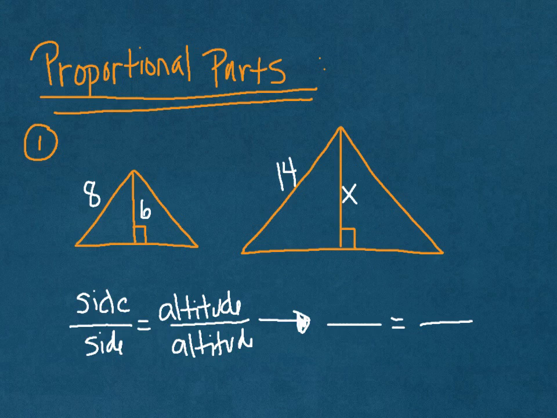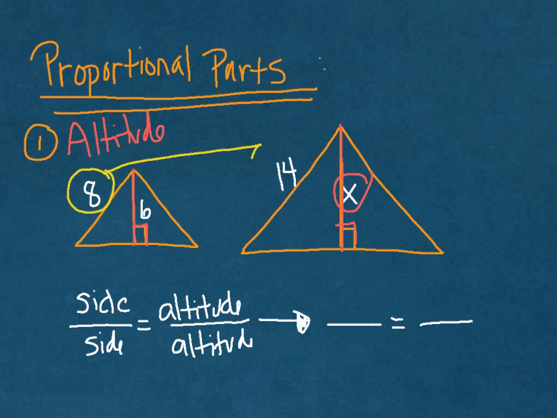So we're going to start with reviewing an altitude. In case you forgot, the altitude is the line down the middle of the triangle that causes the 90-degree angle to happen. So we can set up a proportion to find the missing altitude in the triangle on the right here. What you want to do first, according to the little formula, is to take the two sides of the triangle. So we have 8 as the side on the left, and 14 as a side on the right. We're going to take those two and put them into the first fraction.